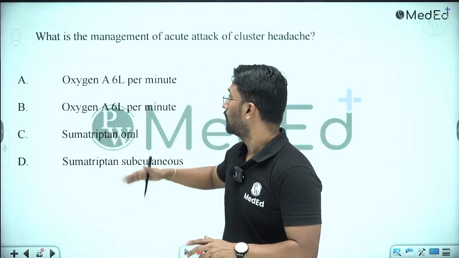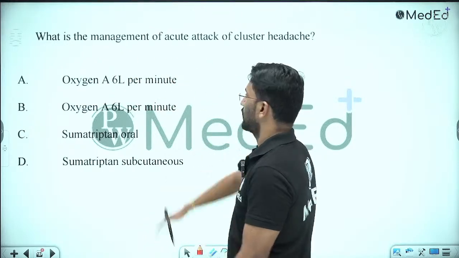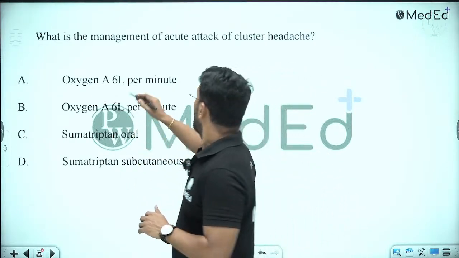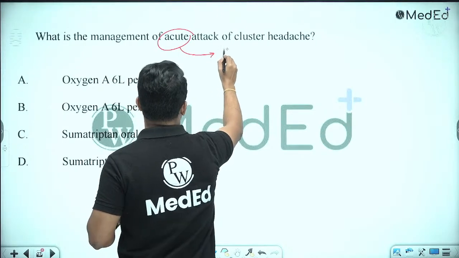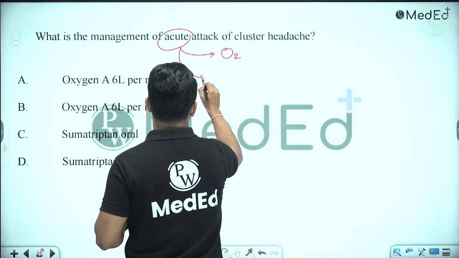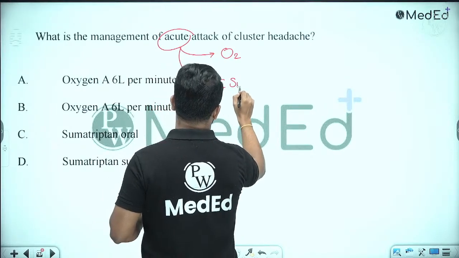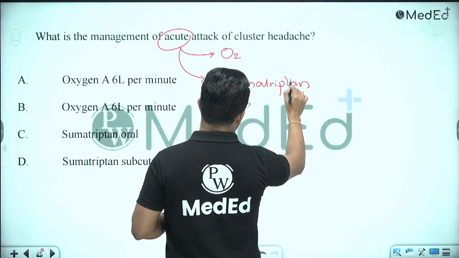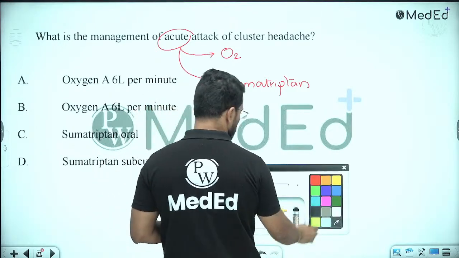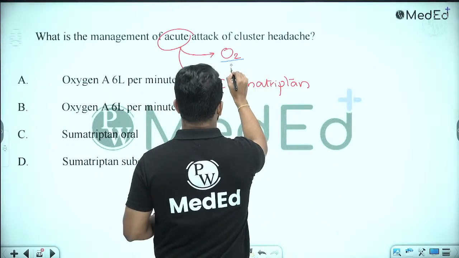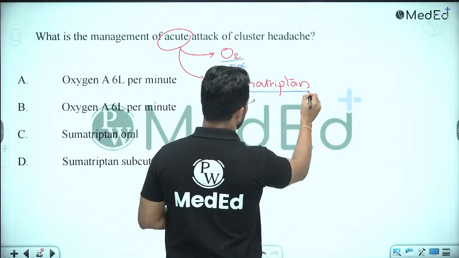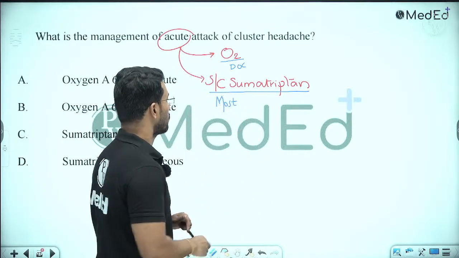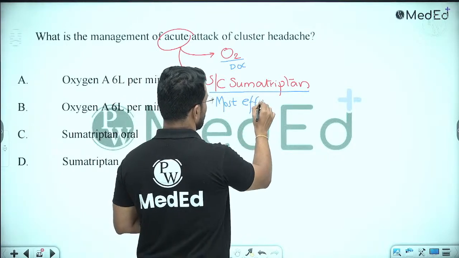What is the management of acute attack of cluster headache? Now, when it comes to the management of acute attack of cluster headache, we have two choices. One is oxygen and the other one is subcutaneous sumatriptan. Between these two, oxygen is still considered the drug of choice. On the other hand, sumatriptan is the most effective drug. Most effective is sumatriptan, but drug of choice is oxygen.